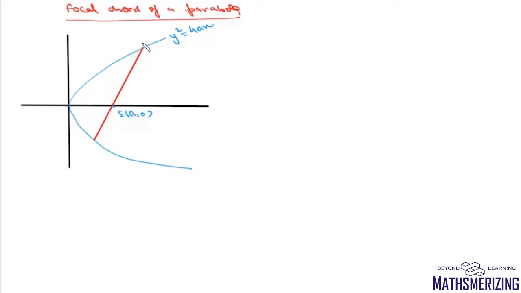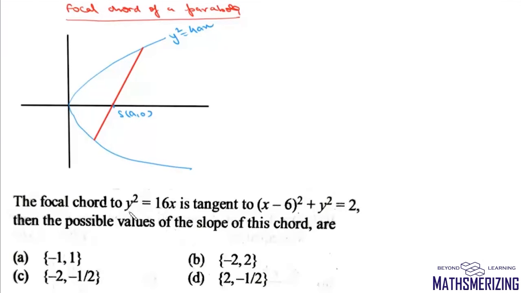So the first question could be: the focal chord to the parabola y square equals 16x is a tangent to the circle (x minus 6) square plus y square equals 2. Then the possible values of the slope of this chord are. What we can do is take a general equation of a tangent to a circle. So we know that the general equation of a tangent to this circle will be y equals m, and then in place of x we'll write x minus 6, plus minus the radius.